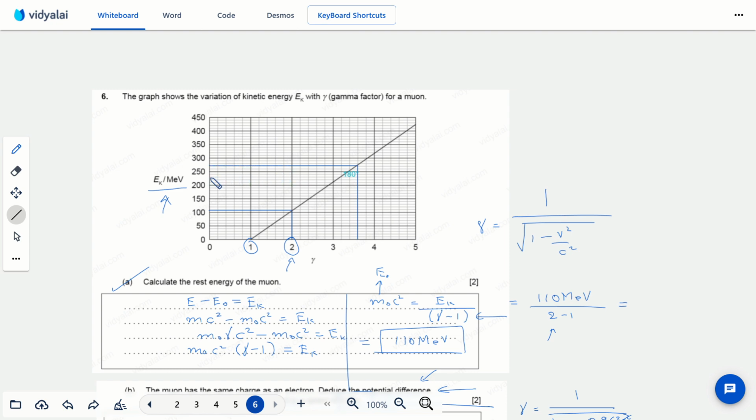found out by drawing two lines, one parallel to the vertical axis and another one parallel to the horizontal axis. So it's somewhere in between 250 and 300. So I'm going to say it's 275 mega electron volts.